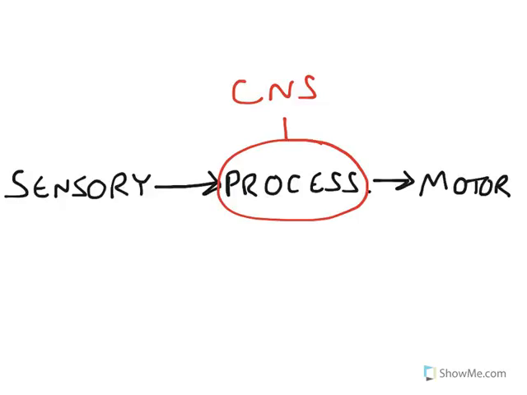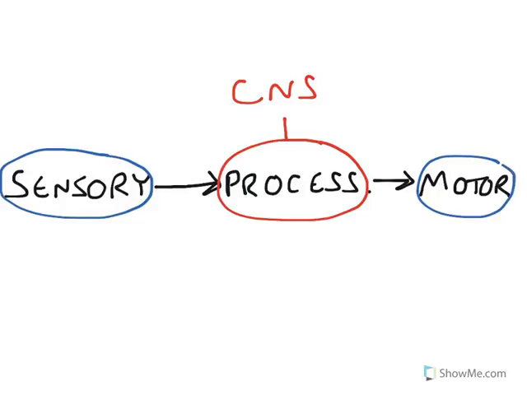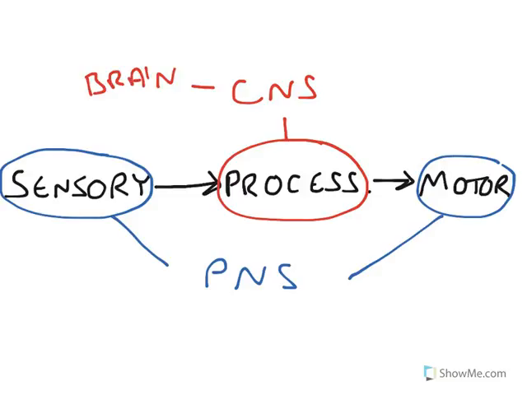whereas the collection of information and the dissemination of commands, i.e. the sensory and the motor arms, employ primarily the peripheral nervous system. So these are our two arms of the nervous system itself, and they themselves can be subdivided. So the central nervous system consists of two components: the brain and the spinal cord.